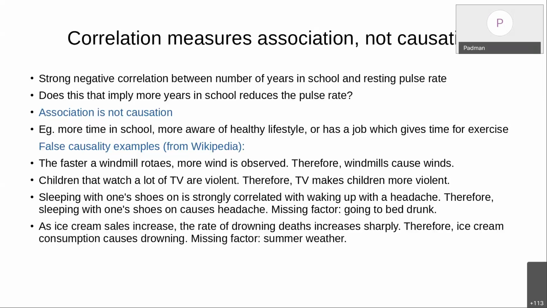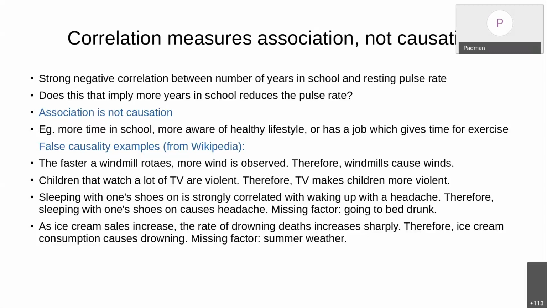As ice cream sales increase, the rate of drowning deaths increases sharply. Therefore, ice cream consumption causes drowning. These are also false causations, because there could be some other missing factor here. For example, the summer weather. In summer, a lot of people eat a lot of ice cream. In summer, people also go swimming, and because of that, they might drown. So the ice cream has nothing to do with drowning.